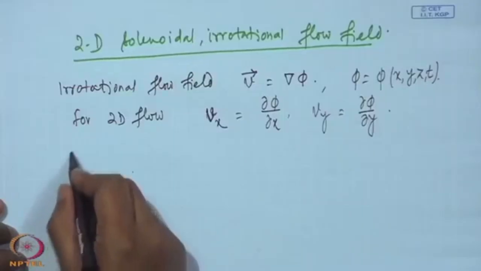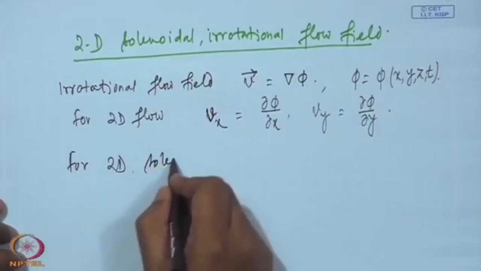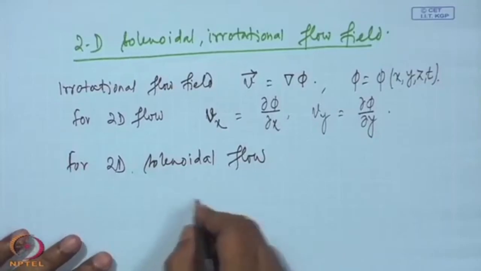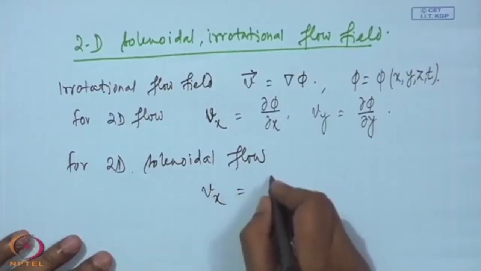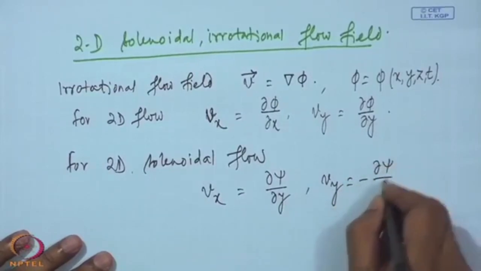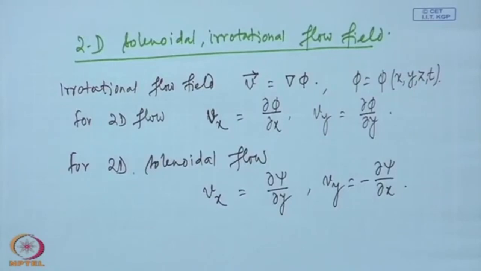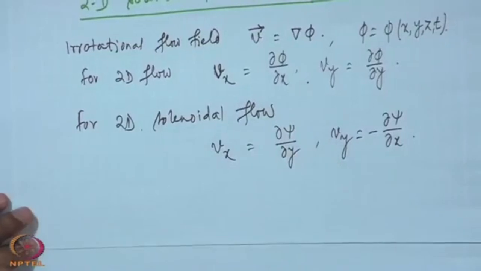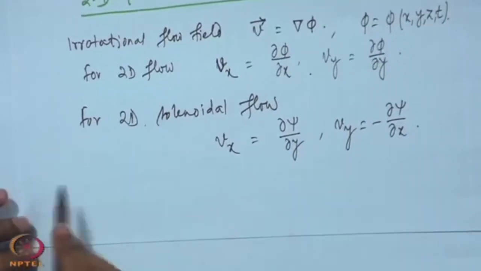You have to go for a vector function then. So, for 2D solenoidal flow, we have seen the x component of velocity. If we combine the two, then we get the result which is applicable for two-dimensional solenoidal irrotational flow. These results are for two-dimensional solenoidal flow, this is the result for irrotational flow. So, the combined result is for two-dimensional solenoidal irrotational flow.